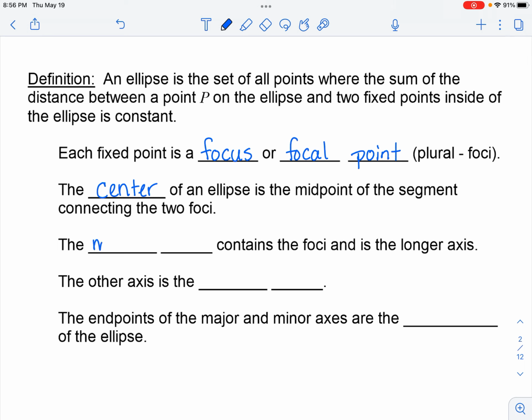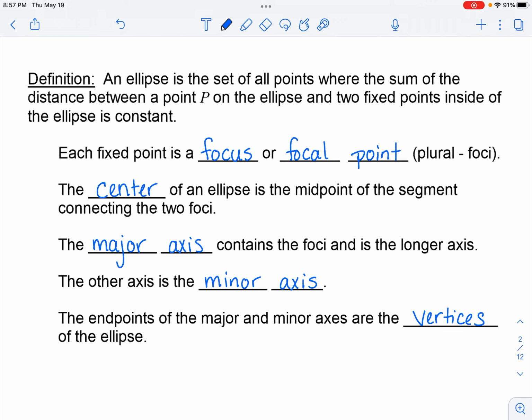The major axis contains the foci and is the longer of the two axes. It's the longer axis. The other axis, the shorter one, is the minor axis. The endpoints of the major and minor axes are the vertices of the ellipse. So those are all of our vocab terms.